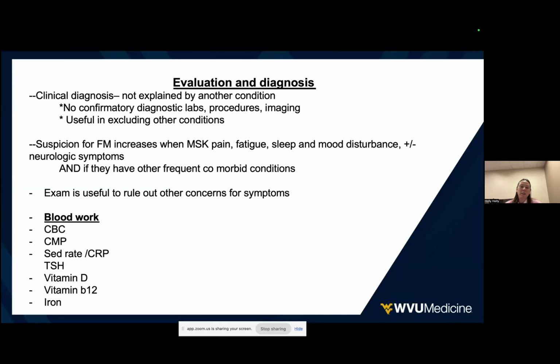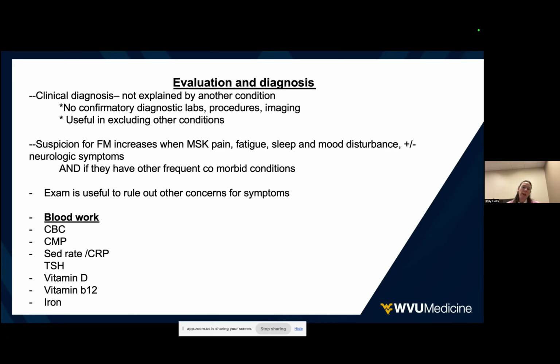So moving on to how we evaluate and diagnose and when we're concerned. Again, it's a clinical diagnosis, just as it was for osteoarthritis. And unfortunately, it's a clinical diagnosis based on the fact that it's not explained by another condition. And sometimes when you say that to patients, they're sort of saying, well, you're making it up. And that's not true. It just makes it harder for them to understand, because we don't have those confirmatory labs and imaging or exam findings that really solidify the diagnosis.